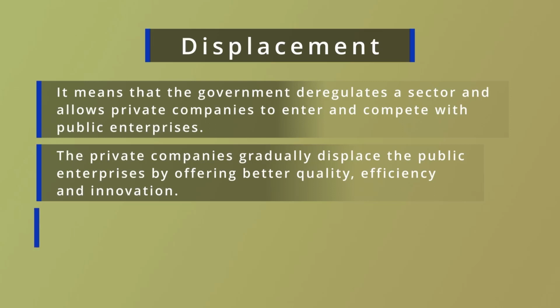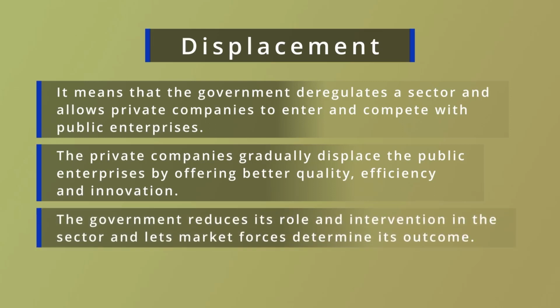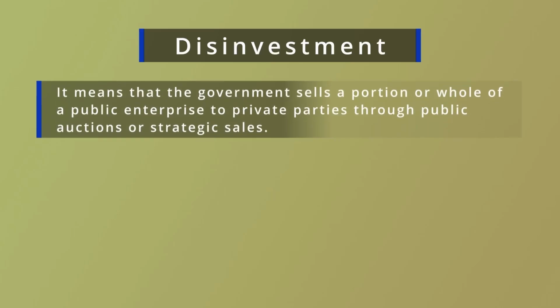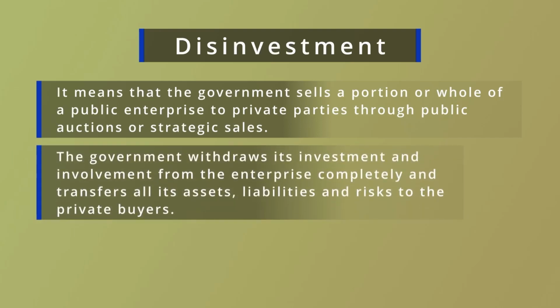And here the government reduces its role and intervention in the sector and lets market forces determine its outcome. And the fourth form of privatization is disinvestment. It means that the government sells a portion or whole of the public enterprise to private parties through public auction and strategic sales. The government also withdraws its investment and involvement from the enterprise completely and transfers all its assets, liabilities, and risks to the private buyers.